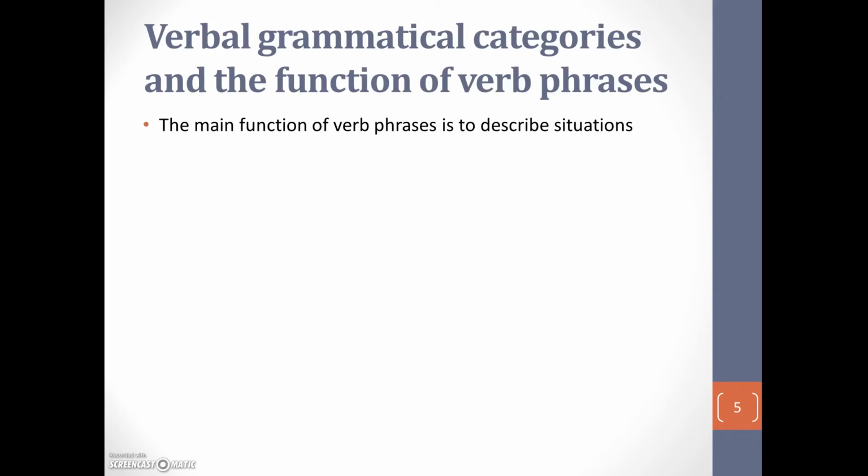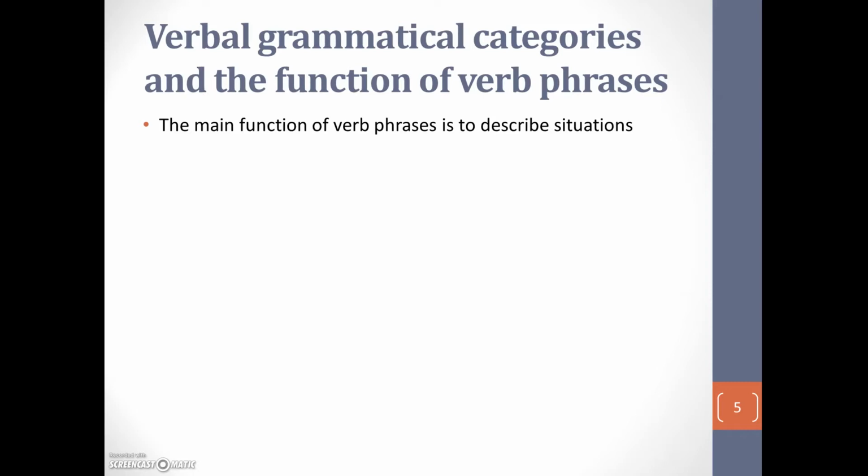So the main function of verb phrases is then to describe a situation or an action, and this is in contrast to noun phrases or nominals, as we also call them. They refer to the participants in situations. So in that sense, the verb phrase provides the specific relations among the participants in the situation.